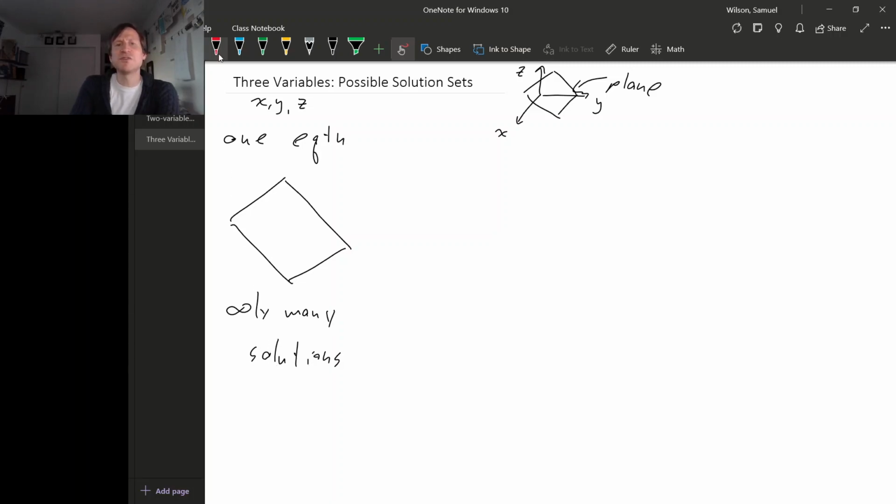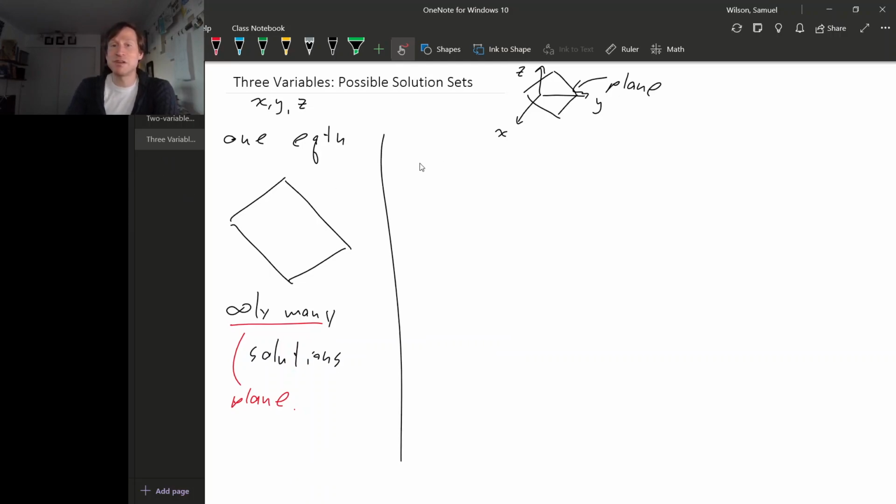But when we say infinitely many, it's not just that there are infinitely many solutions, because it's actually a whole plane's worth of solutions. This is very different than the two-variable case, where we often had infinitely many solutions, but it was also always just a line full of solutions. It was never a whole plane's worth of solutions. So in the three-variable case, it's possible to get a whole plane's worth of solutions.